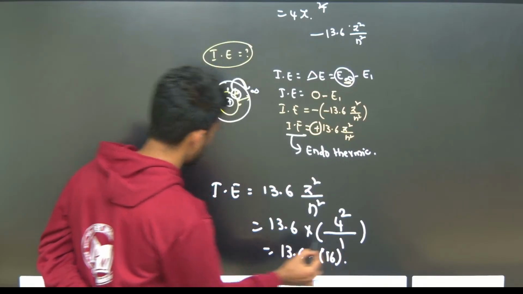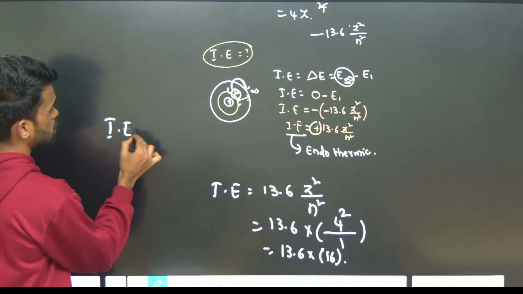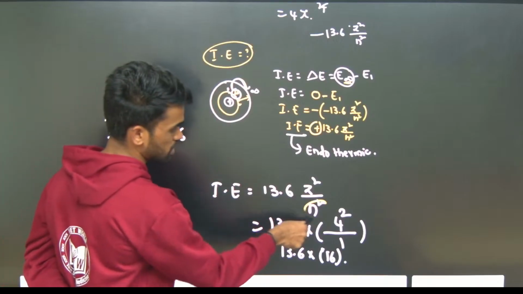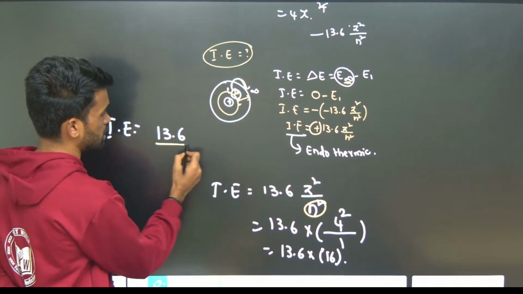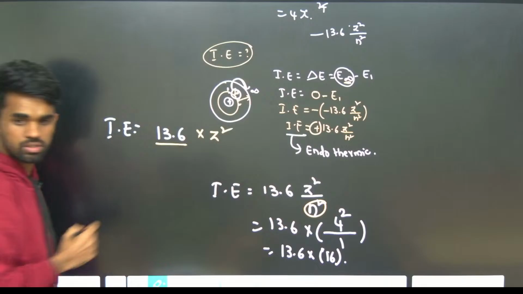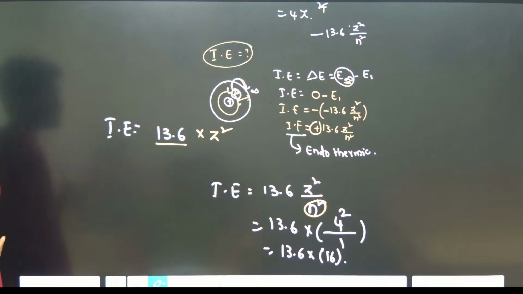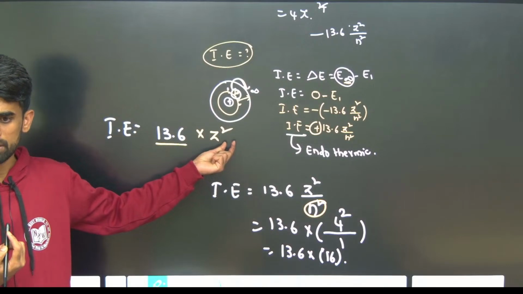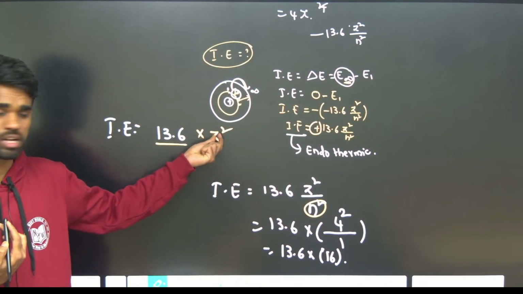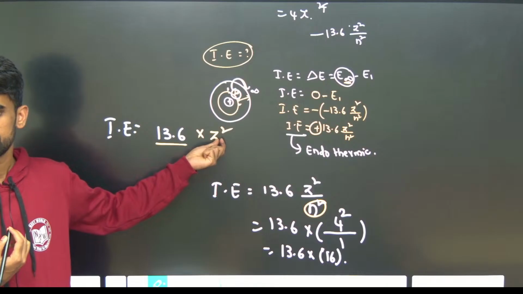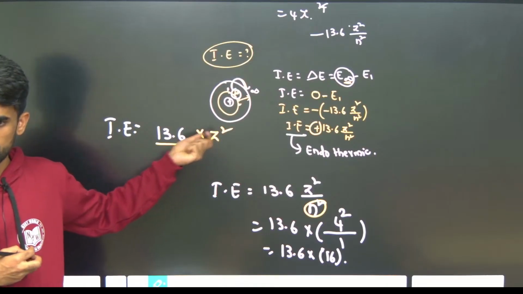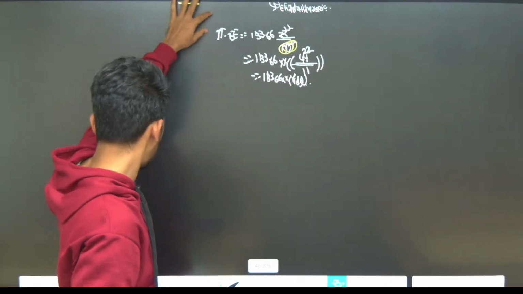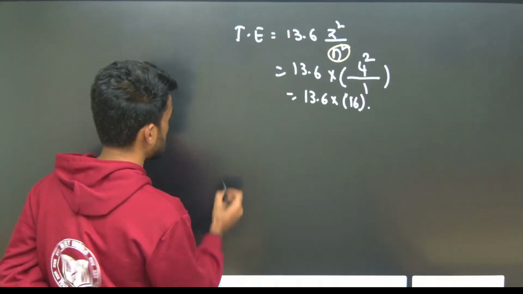That is nothing but a simple formula now. Ionization energy equals 13.6. Whenever I say first ground state, generally you can take 13.6 into z square. If I ask for helium, just 13.6 into 2 square. Helium atomic number? 4. Okay, like that.